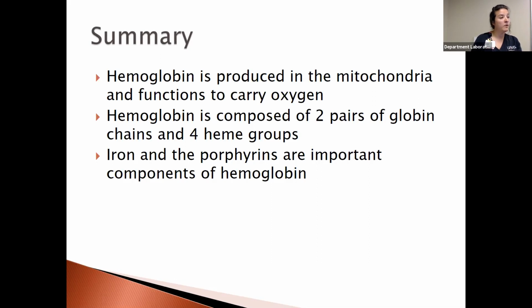So remember heme, what is heme composed of? Ferrous iron and protoporphyrin ring 9. So heme is composed of your protoporphyrin ring 9 with the ferrous iron incorporated in the middle of it. Okay.